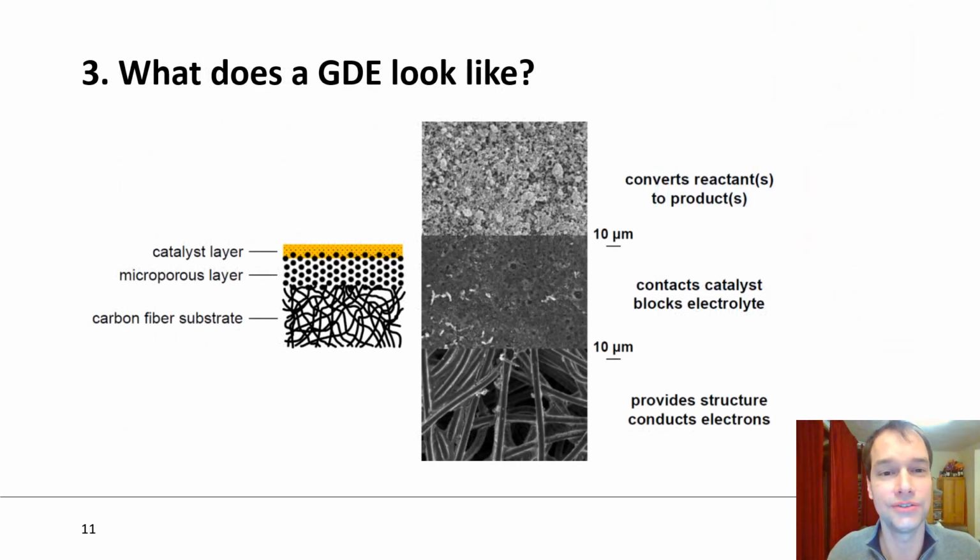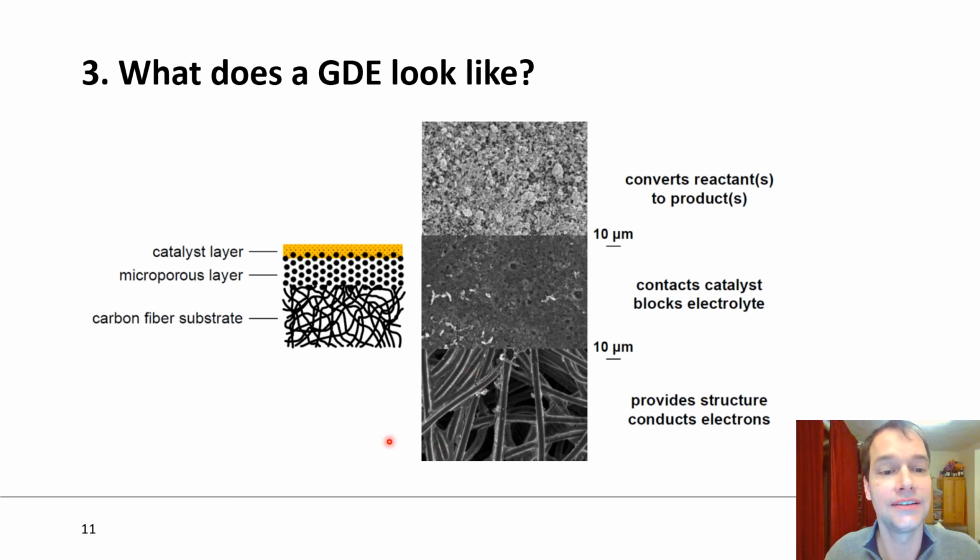Let's look a bit more into detail into a gas diffusion electrode. It consists of three layers. On top is the catalyst layer, where the reaction actually takes place. This layer is basically in the liquid, so it also has contact with the electrolyte. The second layer is the microporous layer. This layer basically blocks the liquid from going to the other side, but it still allows the transport of the gas.